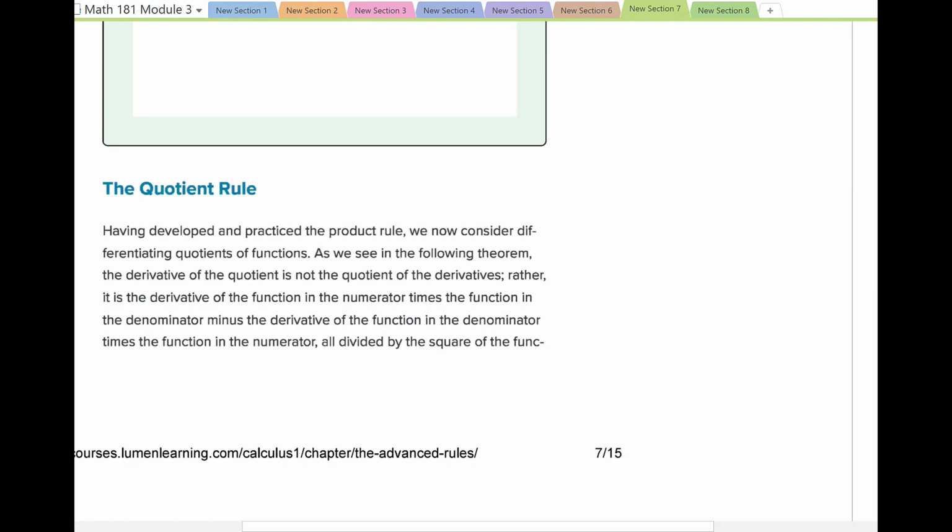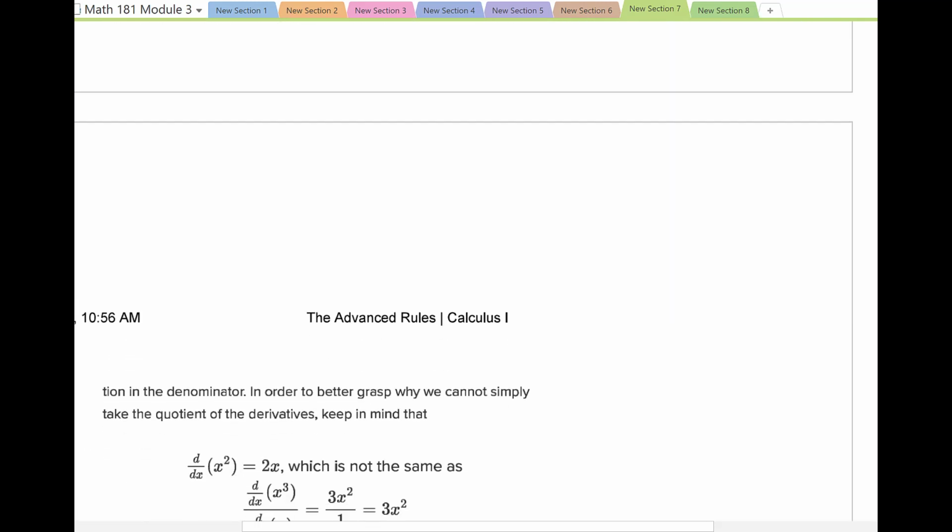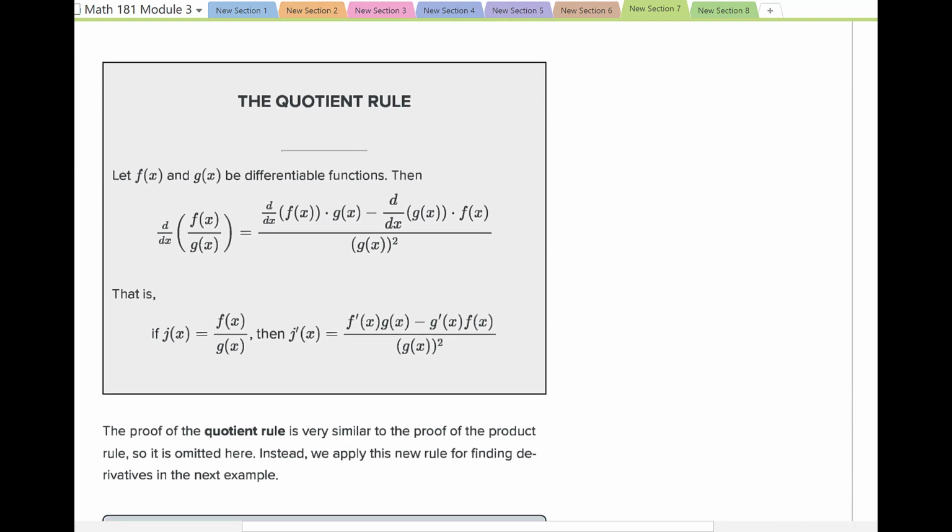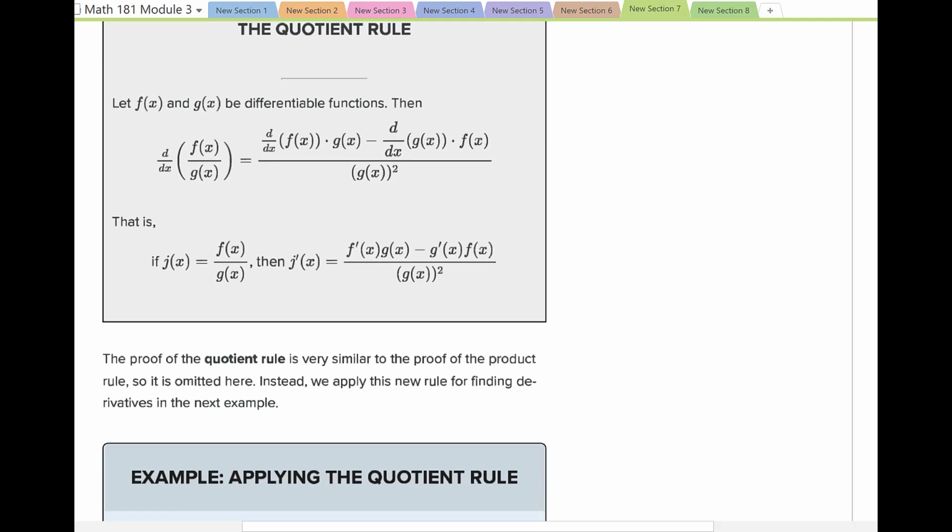Okay, moving on. The next rule is called the quotient rule. Remember, quotient means fraction. So the quotient rule says let f of x and g of x be differentiable functions. Then the derivative with respect to x of f of x over g of x, where g of x is the denominator and f of x is the numerator, is the derivative of the f part times the denominator, minus the derivative of the denominator part times the numerator, over the denominator squared. Or, as they put it with this j notation, j prime is f prime of x times g of x minus g prime of x times f of x over g of x squared.